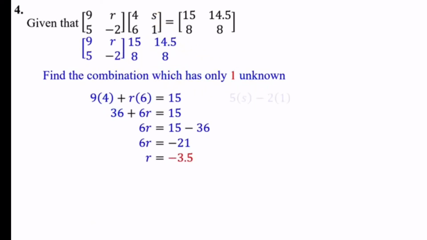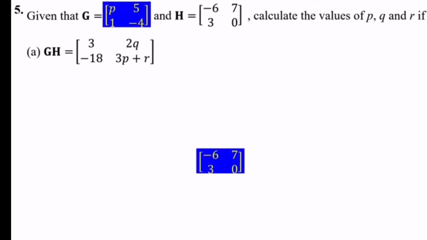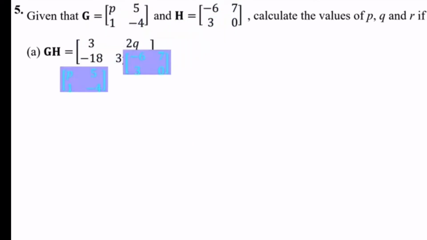Now let's do another one. It is 5s minus 2 is equal to 8. So 5s equal to 10. Hence the s is equal to 2, right? So we have solved the unknown. Alright, so let's proceed to question number 5. We have the G, which is [p, 1; 5, -4], and then we have [-6, 7; 3, 0].